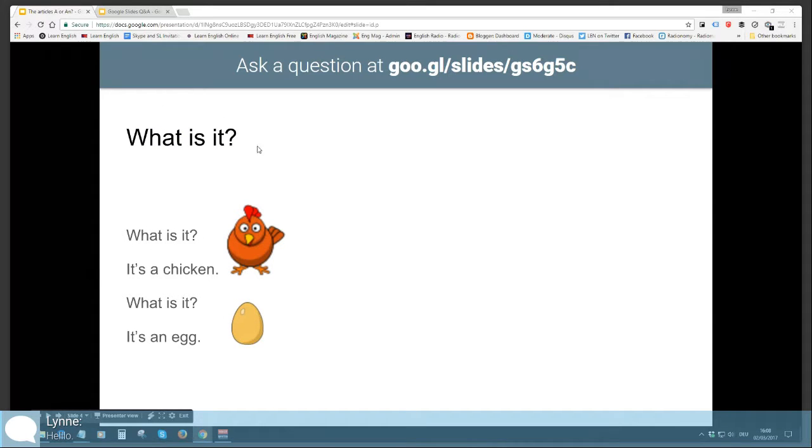So when someone asks you the question, what is it? You can answer it's. Now, it's is short for it is. Okay? So the answer to what is it for this picture is it's a chicken. Because there's a single chicken, just one chicken. It's a chicken.